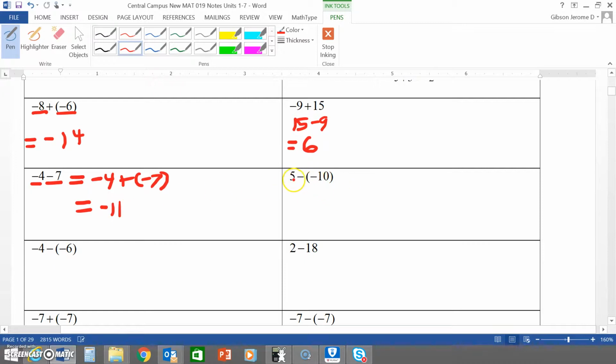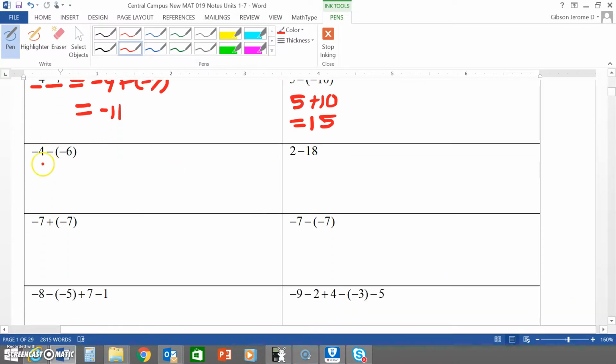Now we come here. We have 5 minus a negative 10. When we have minus in front of a parenthesis like this, we'll take the opposite of what's inside the parenthesis. So now that will become 5 plus 10. And 5 plus 10 is 15.